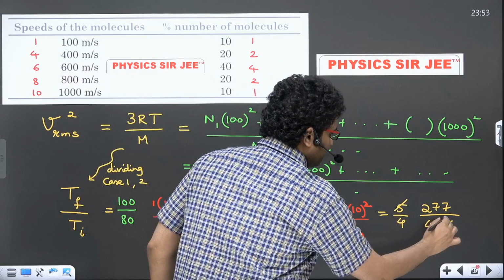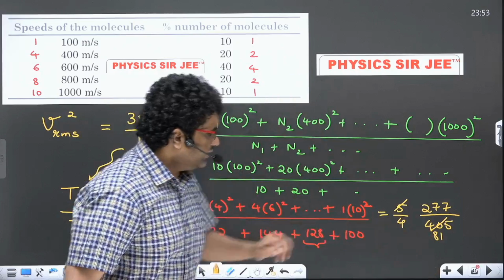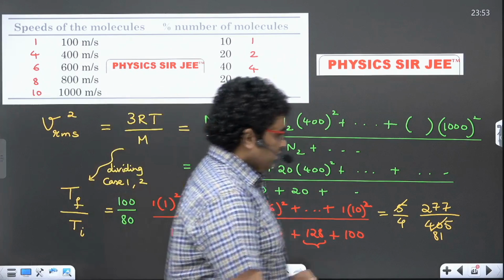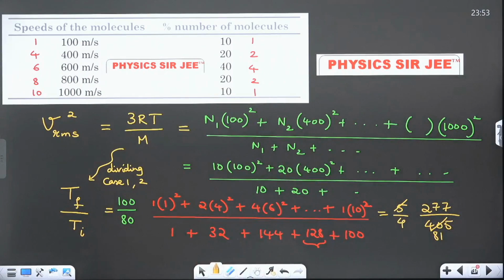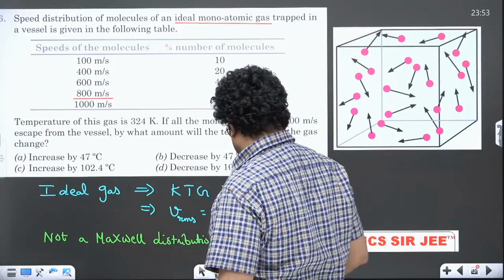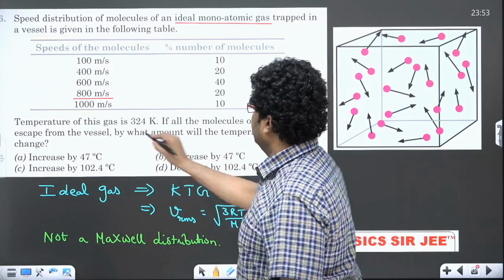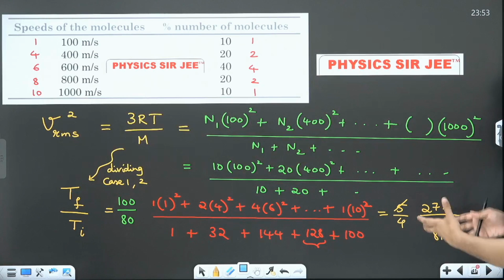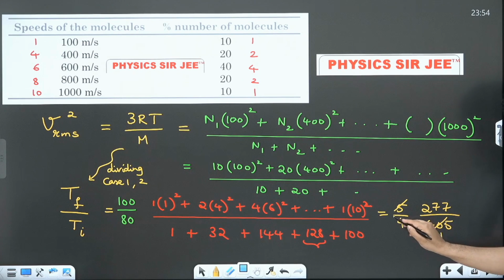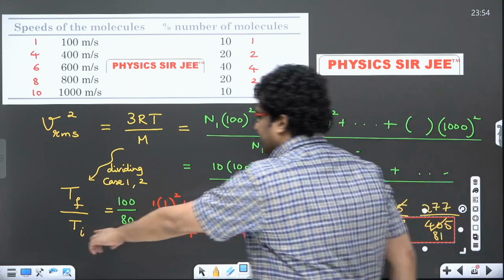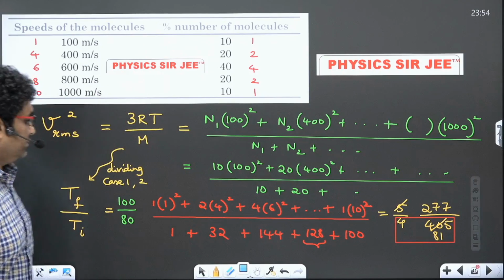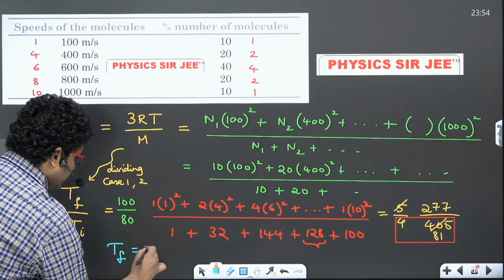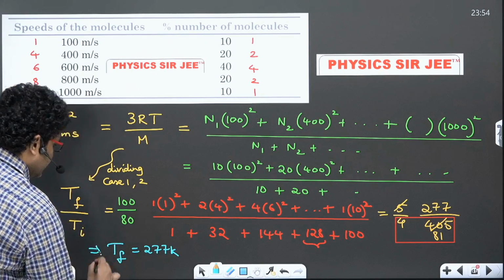So this would be 5 times 81, and 81 fours is 324, which is interesting because in the actual question the value of Ti was given as 324. You see this 324, that's what they matched, which emphasizes the fact that the calculation was supposed to be done like this. So with this 324 cancelled with this Ti, Tf would be equal to 277. That's what I would like to talk about. So the value of Tf comes out to be 277 Kelvin, which is a fall from 324.